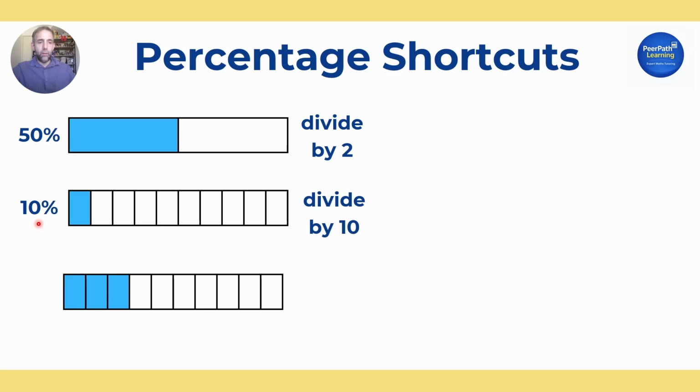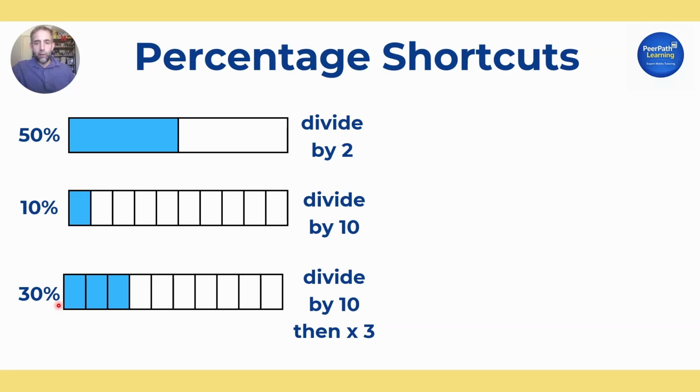30% is 3 out of 10, or 30 squares out of 100, but when we compare this part here to this bit here, we've got 3 lots of this blue section. So there's one blue section. This time we have 1, 2, 3. So to find 30%, you would divide by 10, then times by 3.